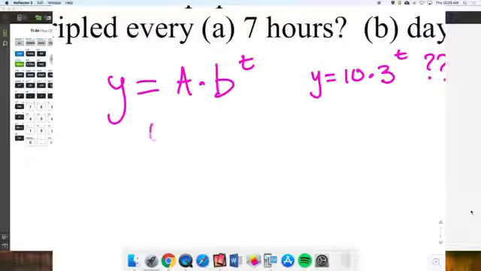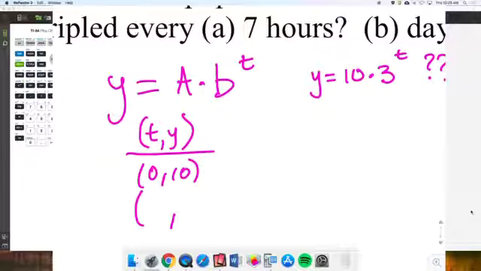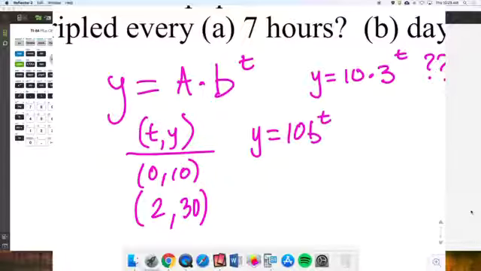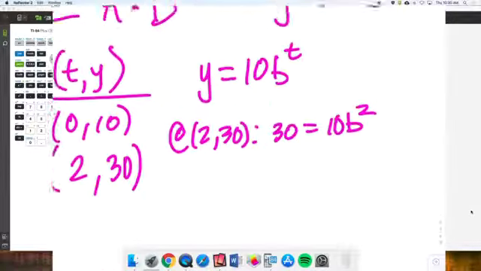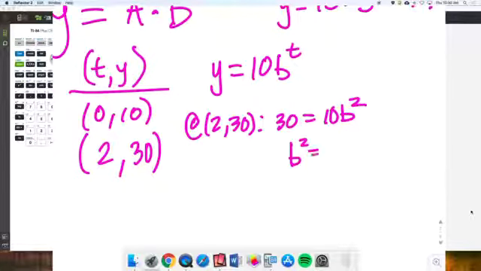We can create our own ordered pairs again, t comma y or t comma a, whatever you're using. So we know it's still 0, 10, but now it's tripling, so 10 goes to 30 in 2 hours. So there's your second ordered pair. Now because we know the initial condition, we know that we could start with y equals 10 times b to the tth power. We can just plug in the 10 for a automatically. And then we can use the second point at 2 comma 30. You get 30 equals 10b squared. Now, when you solve, you get b squared equals 3.